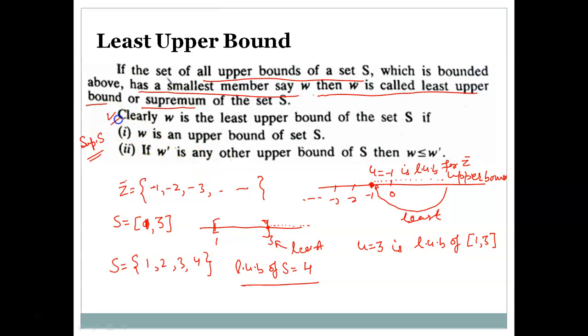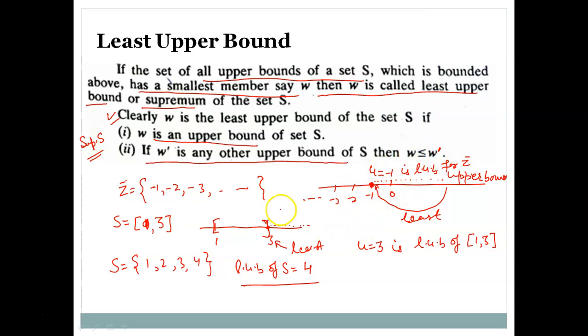Other way we can also define: W is the least upper bound for a set S if, number one, W is an upper bound, the first requirement is that it should be an upper bound, and second requirement is that if W' is any other upper bound for S, then W must be less than or equal to W'. Means this W must be smallest among all the upper bounds. Here you are taking that W' is any other upper bound. Therefore, the condition is that the least upper bound should be smallest among all the upper bounds.